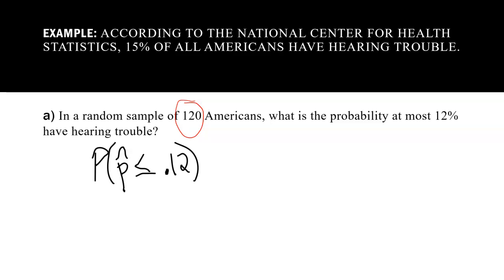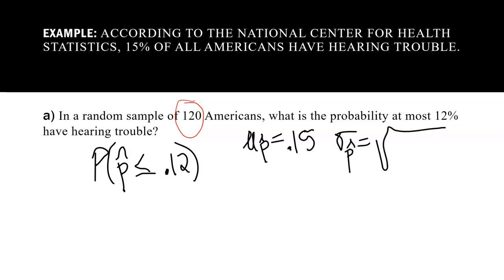In order to do that, we have to know the population mean. So the mean of p hat, which in this case is going to be equal to the proportion of the population, which is 0.15. And then we also need to know the standard deviation of p hat. Remember that's equal to the square root of p, which in our case is 0.15, times 1 minus p, which is 0.85, all divided by n, which in this case is 120.